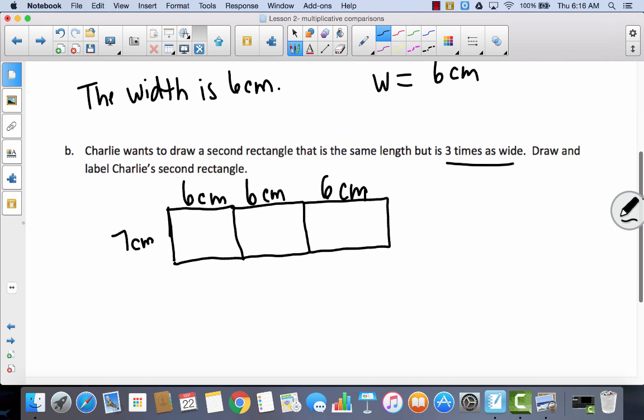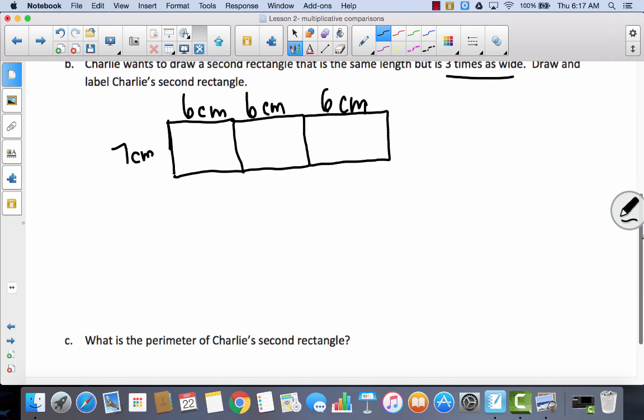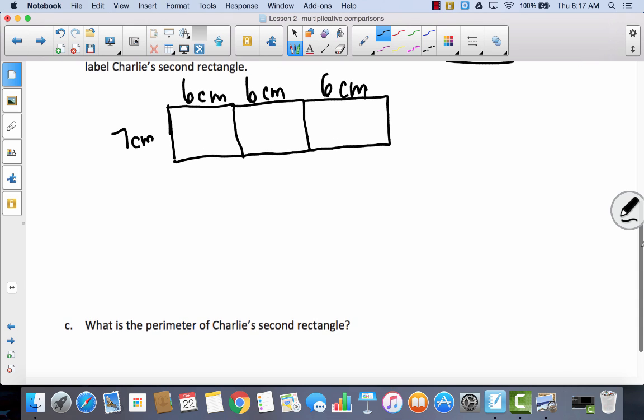All right, now we're going to come down and look at our next question here. It wants us to find the perimeter of Charlie's second rectangle. I'd like for you to try to find the perimeter of this rectangle all by yourself. If you're still having a little bit of trouble using that perimeter formula and you want to stay with me and do it with me, that's fine. But I'd like for you to try to pause the video and do it by yourself.